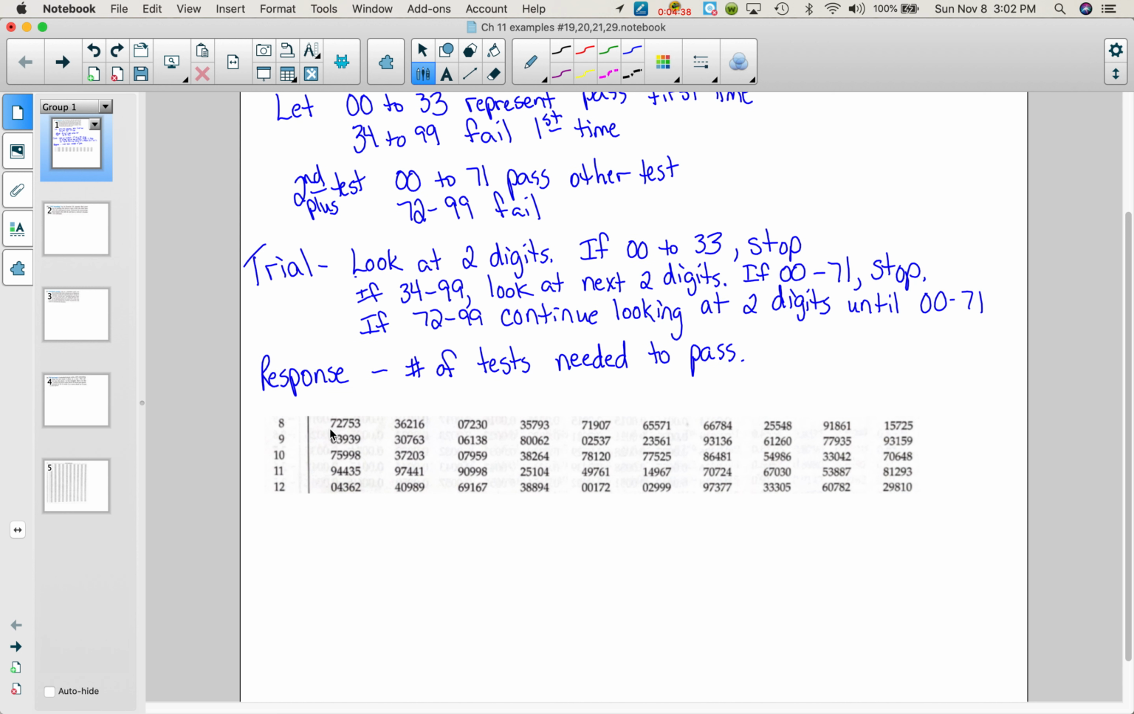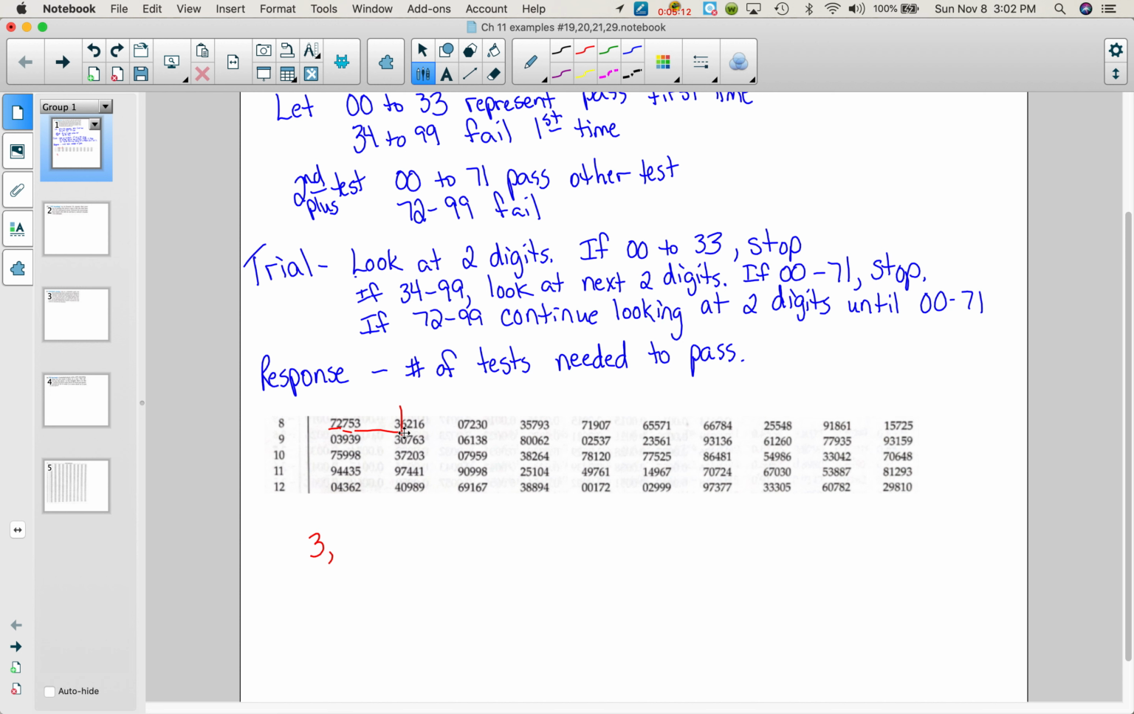first time. So I get a 72. So that means that she did not pass the first time. So then I have to look at the next one, and I got a 75. Well, that means she failed the second one as well. So then I look at the next one, and I get a 33. So remember, I'm on the subsequent trials. So that means this time I got a 00 to 71. So that means I stop. So the first, she failed, she failed, she passed. So it took 3 tests.